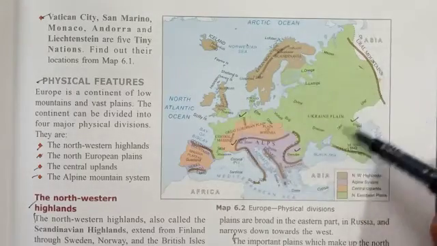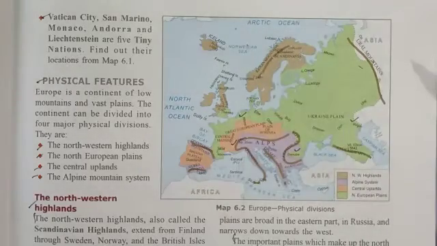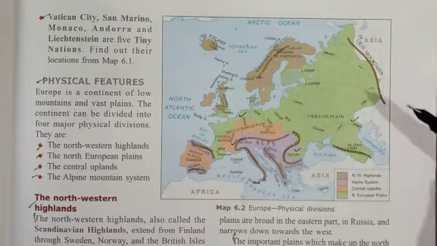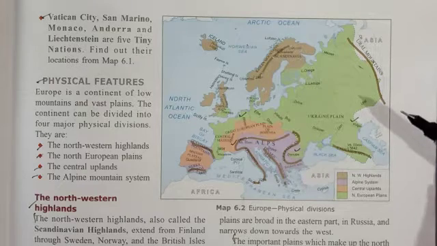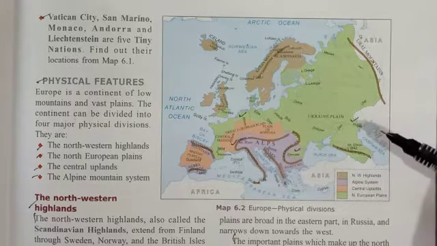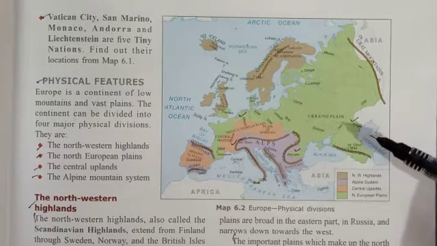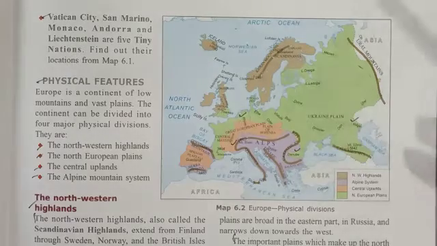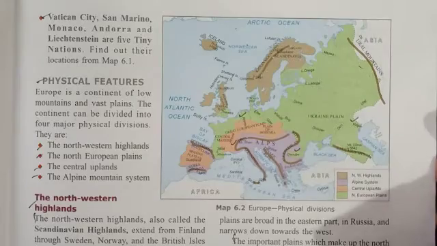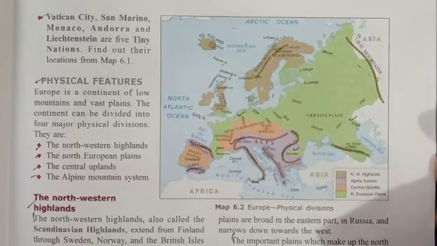The important plains which make up the North European Plains are the plains of Hungary, the plains of Lombardy in Italy, and the plains of Andalusia in Spain. So in Italy, Spain and Hungary, you will find these important plains. At some places, hills have been eroded into basins, like the Paris Basin in France.